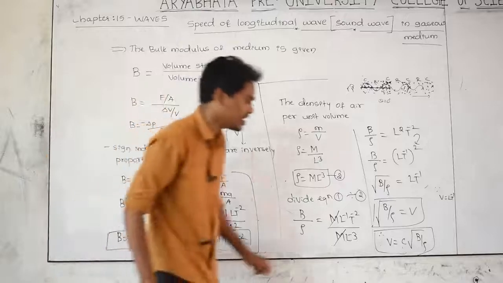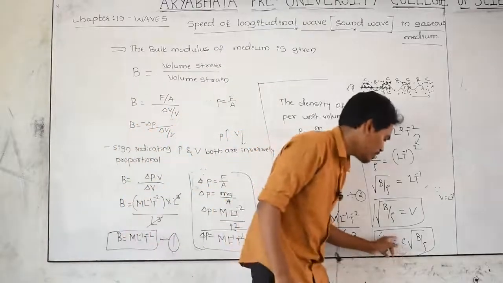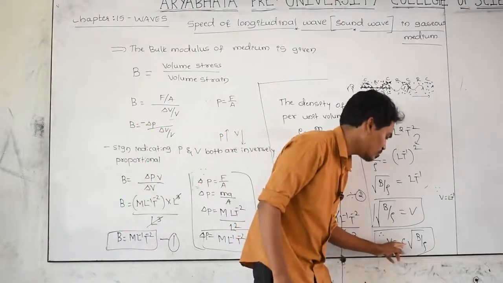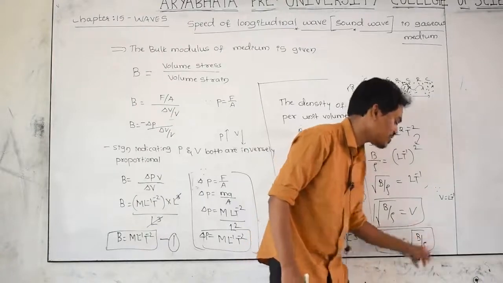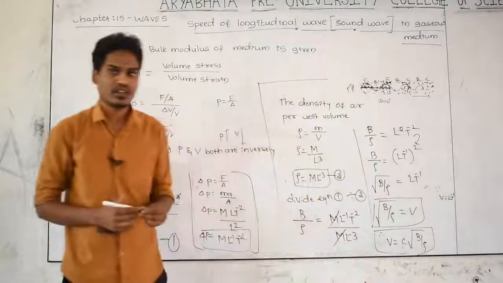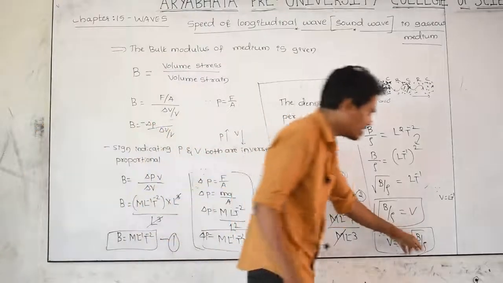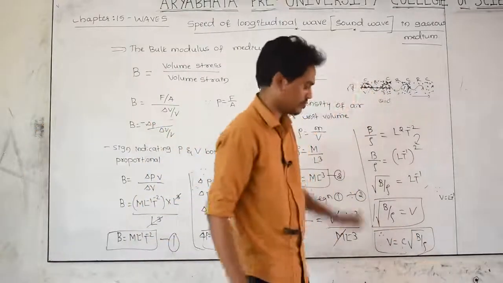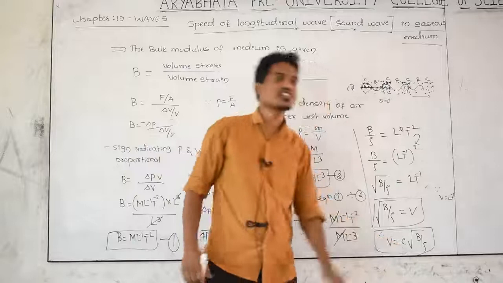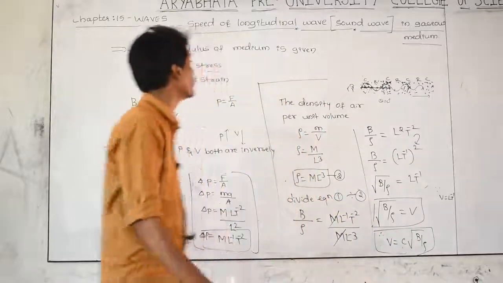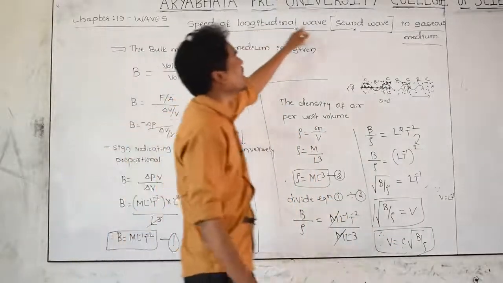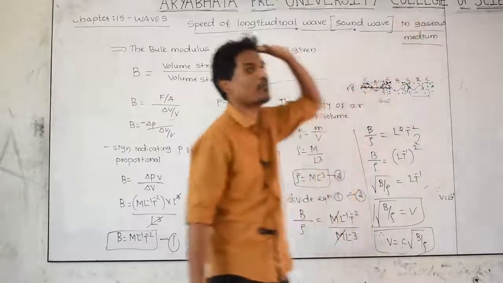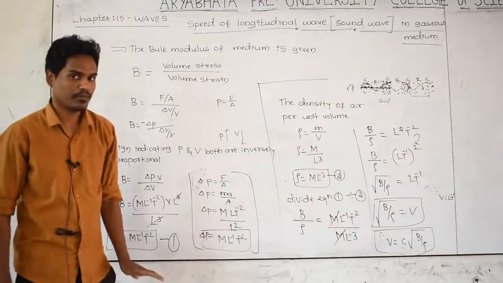It can be calculated by using this formula. V is equal to C into root of bulk modulus divided by density. The bulk modulus divided by density of air. That is the formula. By using this formula, we are able to find out the speed of a longitudinal wave in air medium or a gas medium.